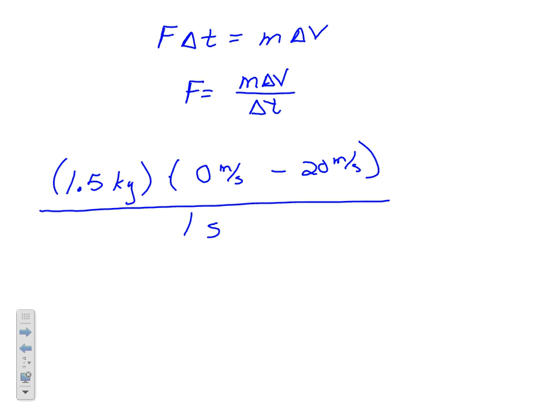So the 1 doesn't change anything numerically, but if you multiply things out, you get a nice force of 30. It's actually negative 30 newtons. Remember, our units are kilograms times meters over seconds squared. So we have a force in newtons.